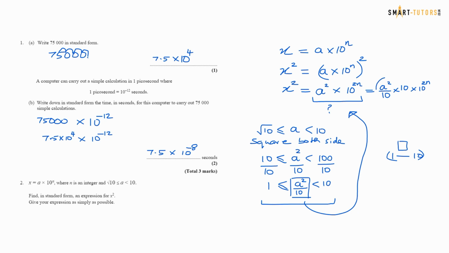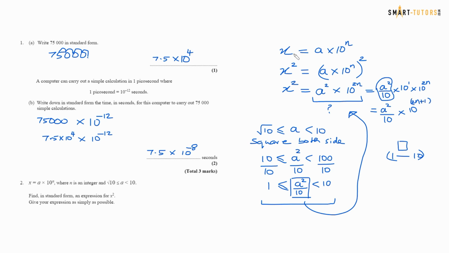In this case, a squared over 10 is in standard form, and the extra 10 to the power 1 can be added together with the other power. So a squared over 10 times 10 to the power 2n plus 1.